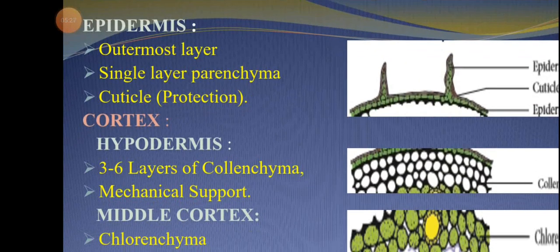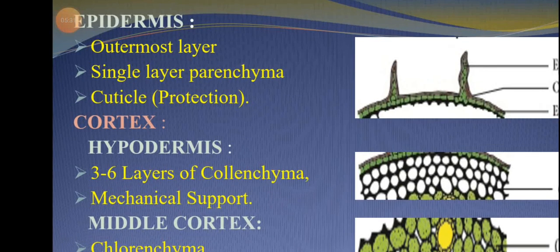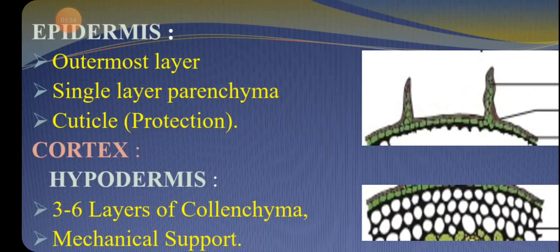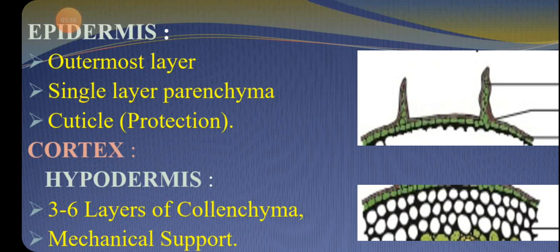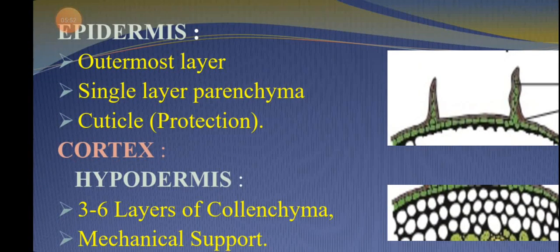The outermost layer is made up of a single layer of parenchyma cells. Then what is parenchyma? Parenchyma cells are filling cells, having a very thin cell wall with cellulose in the cell wall, and they are also storing cells. Here it serves a protective function at the outer region.